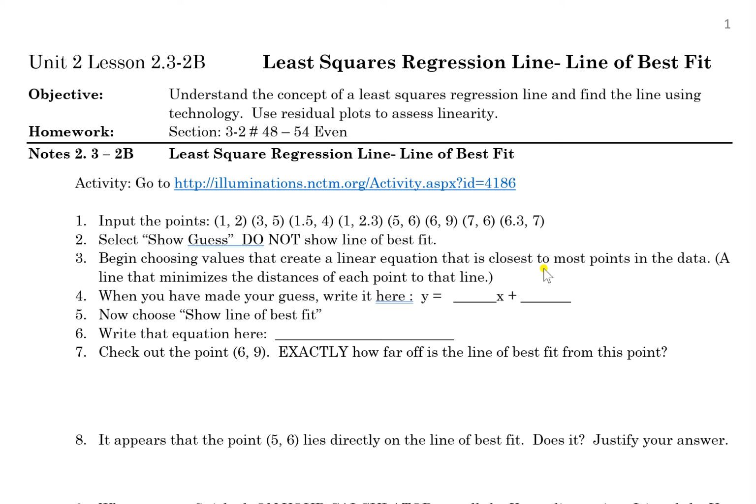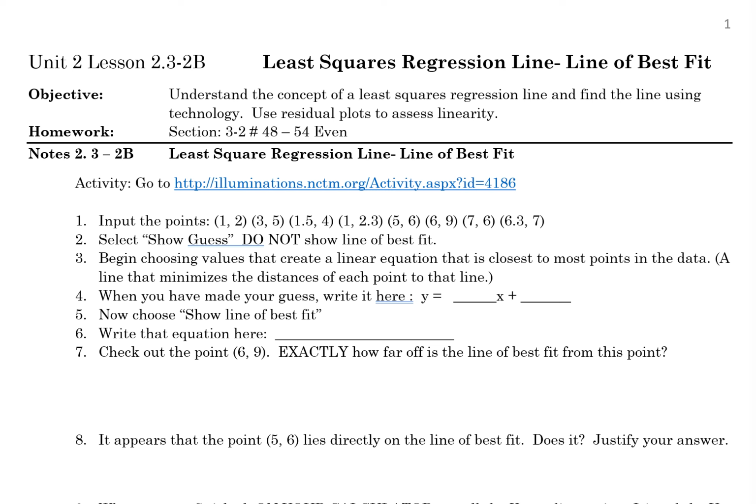You guys last lesson looked at talking about slope and y-intercept of a line of best fit, or a least squares regression line. For this lesson, we're going to actually look at how to get that regression line. And even so, we're not going to ever get it by hand. We're going to make our calculator get it for us.